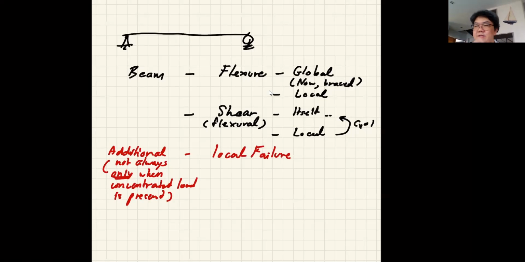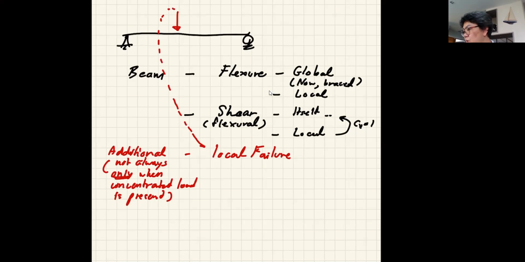Okay, if let's say your beam carries only the concentrated load, you will not need to check this. But let's say if there is a presence of a concentrated load somewhere on your beam, it may cause the local failure at that particular point where the load is applied.